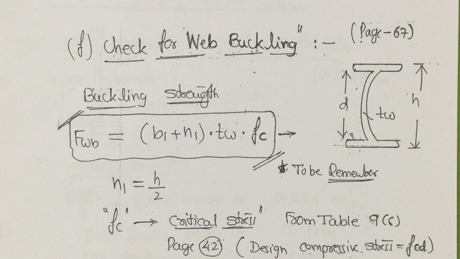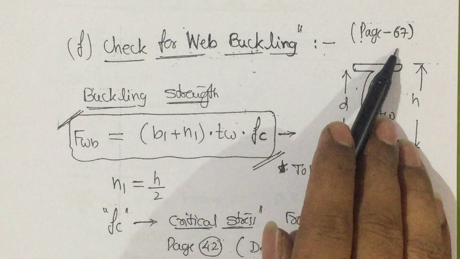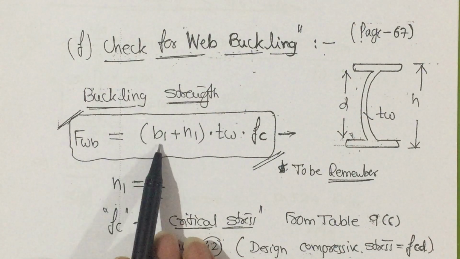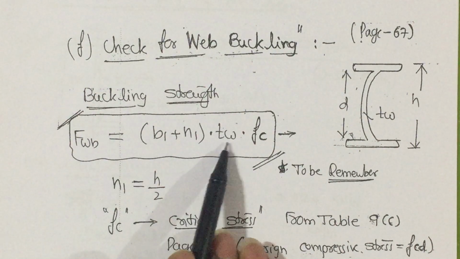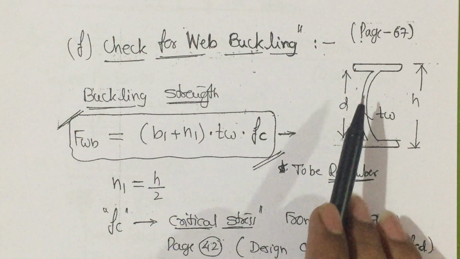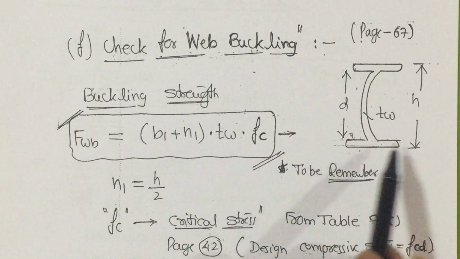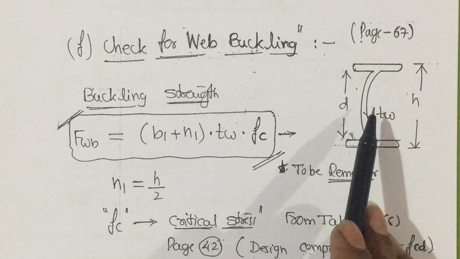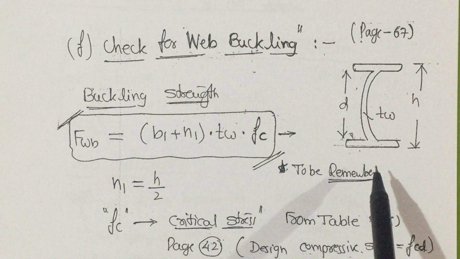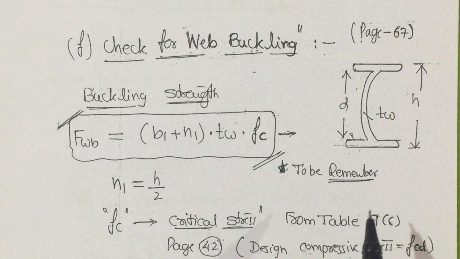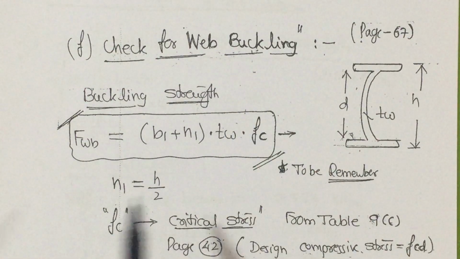Then check for web buckling, given in page number 67. Buckling strength is given by Fwb equal to (B1 plus N1) into Tw into Fc. This formula you need to remember. Here you can observe the web portion is going to buckle, or we can say it is going to bend in the lateral direction. So, we call that web buckling.